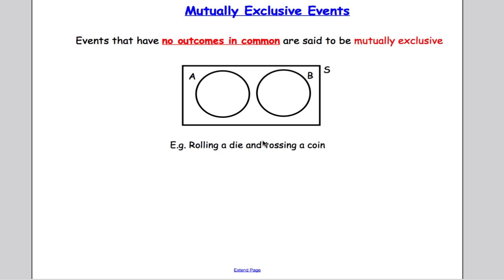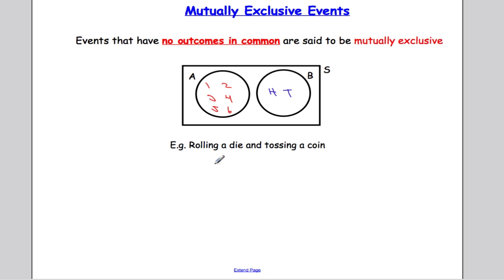For example, rolling a die and tossing a coin. When we roll a die, if A was the event that we roll a die, we could have a 1, a 2, a 3, a 4, a 5, or a 6. And if we toss a coin, the outcomes are we could get heads or tails. So as you can clearly see, these two events have no outcomes in common, so they're said to be mutually exclusive.